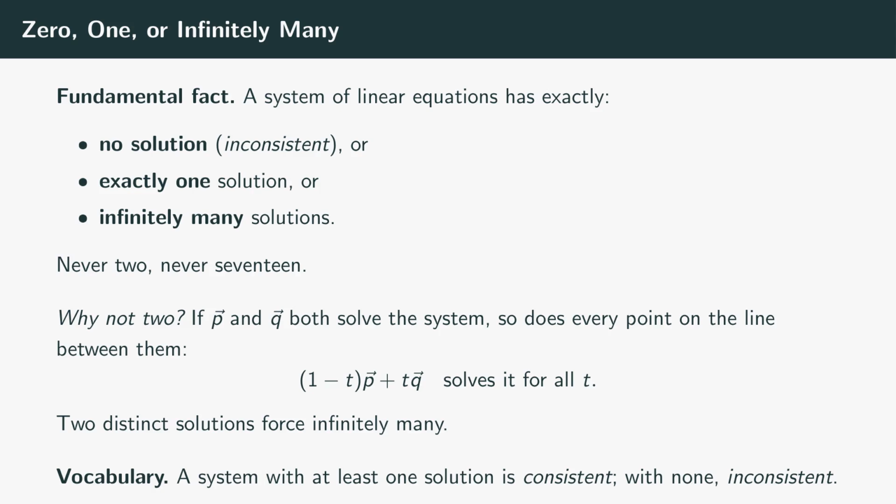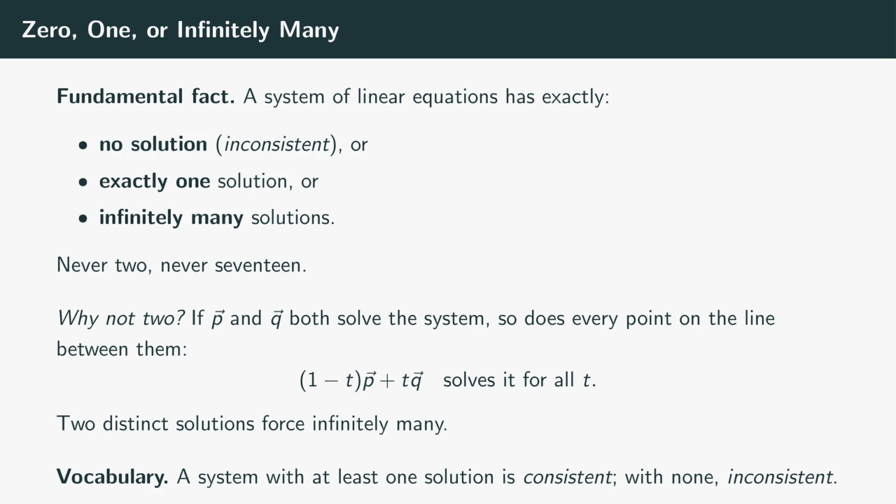This leads to one of the most important facts in the subject. A system of linear equations always has exactly one of three outcomes: no solution, one solution, or infinitely many solutions. It can never have, say, two solutions or 5. Why is that? Suppose you found two different solutions, call them P and Q. Because every equation is linear, any blended point along the straight line between P and Q, written as (1 minus t) times P plus t times Q, also satisfies the system for every value of t. So the instant you have two distinct solutions, you are forced into infinitely many. That is why 2 is impossible. It would generate a whole line of solutions.